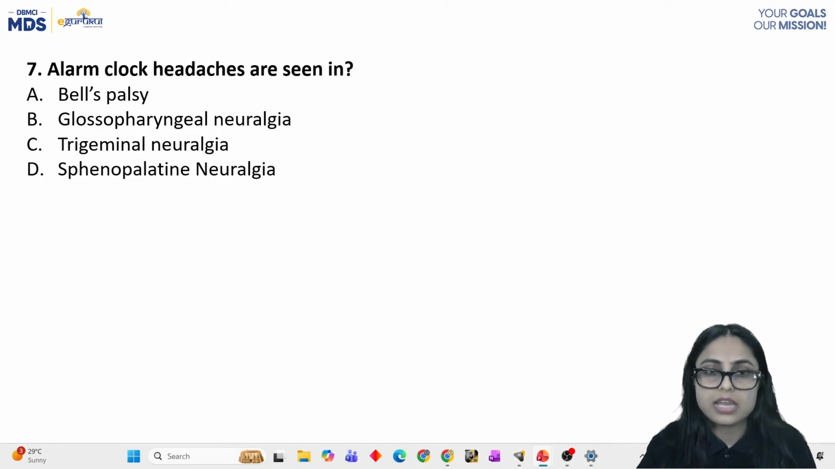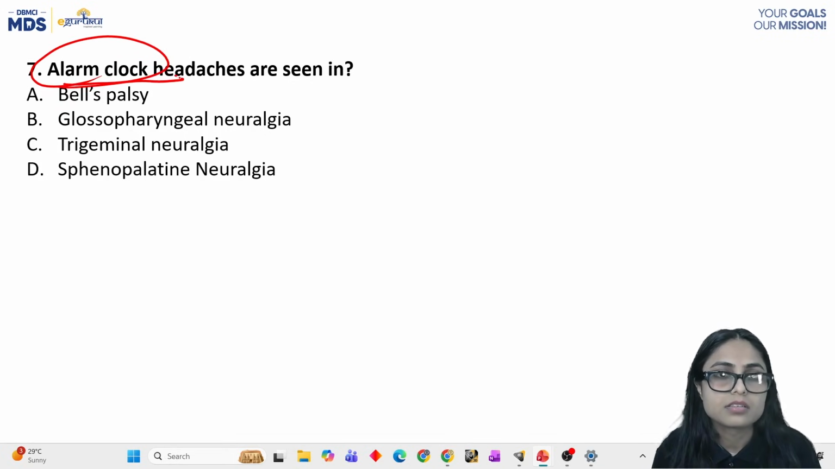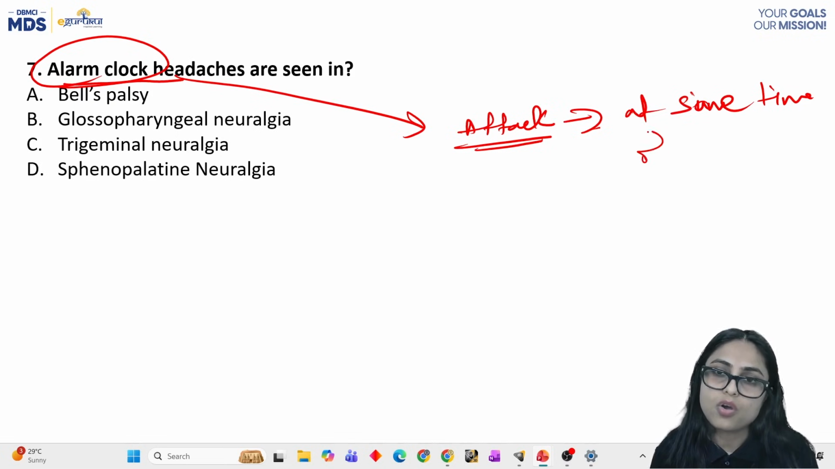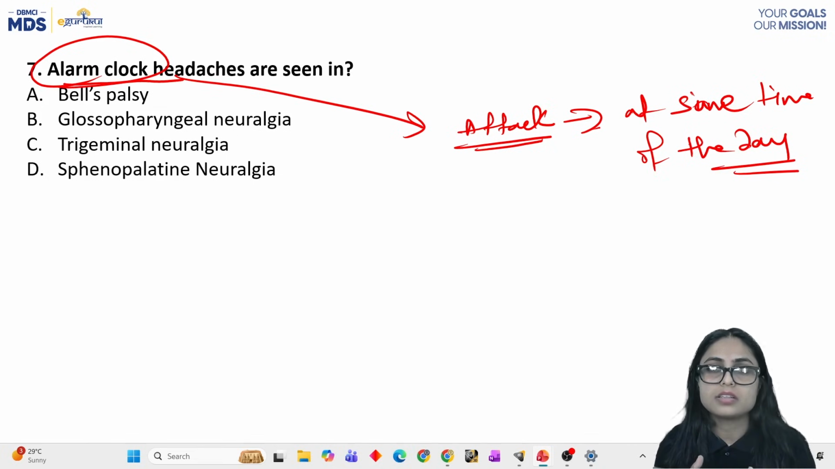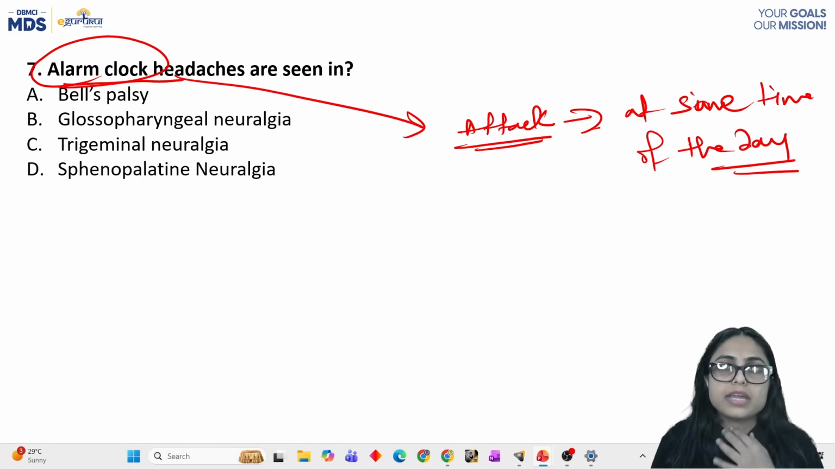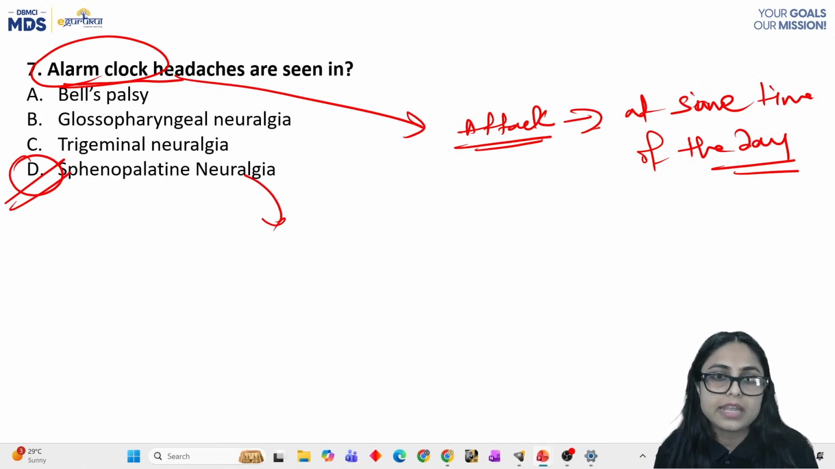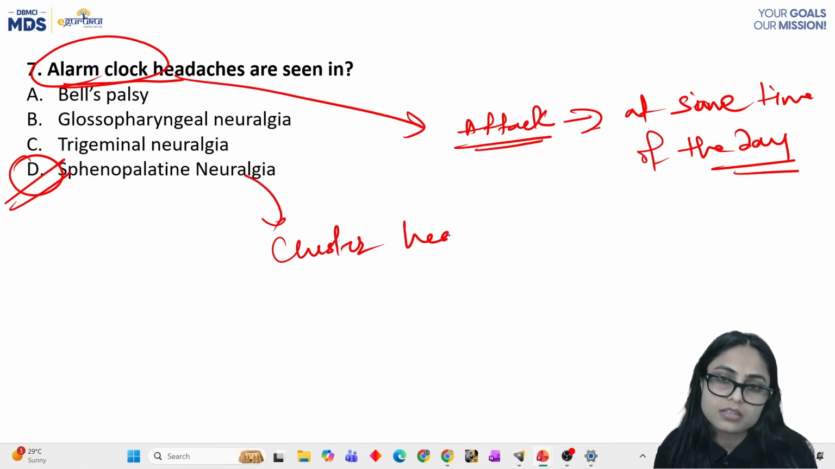Question number 7. Alarm clock headache. Alarm clock headaches are seen in attacks at the same time of the day. So if you are having this headache at 4 o'clock today, tomorrow you will have it at 4 o'clock. That is called alarm clock headache. And alarm clock headache is nothing but sphenopalatine neuralgia. The other name for it is cluster headache.